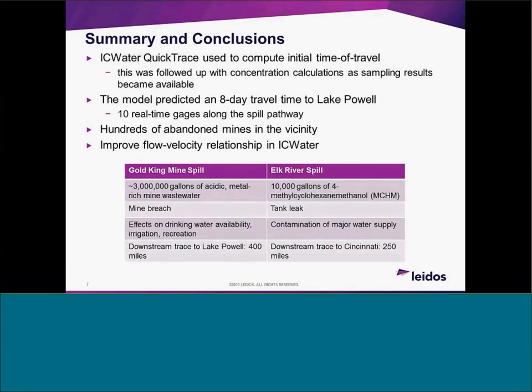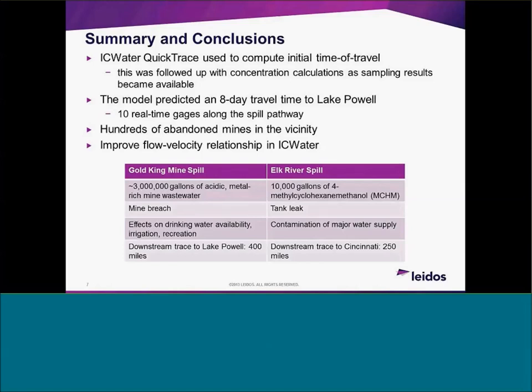And so just a quick summary of what was done. We used the quick trace tool to compute initial time of travel. As mentioned before, it was about an 8-day travel time to Lake Powell. There are hundreds of abandoned mines in the vicinity of this particular mine. And some of the improvements that we'll be looking at is the flow-velocity relationships in icy water. And just a quick comparison between this spill and the one that occurred in West Virginia back in January of 2014. The Elk River spill was 10,000 gallons of an organic solvent. This was 3 million gallons of acidic metal-rich mine wastewater.